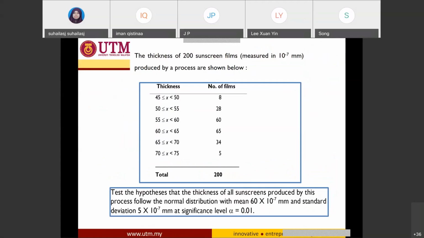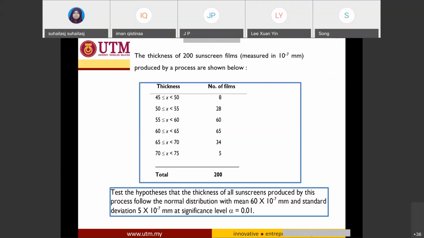Okay, this one, the thickness of 200 sunscreen films produced by a process are shown below. This data is in terms of interval, so this is a continuous data set. You want to test the hypothesis that the thickness of all sunscreen produced by this process follows a normal distribution, mean 60 and standard deviation 5, at significance level alpha 0.01.